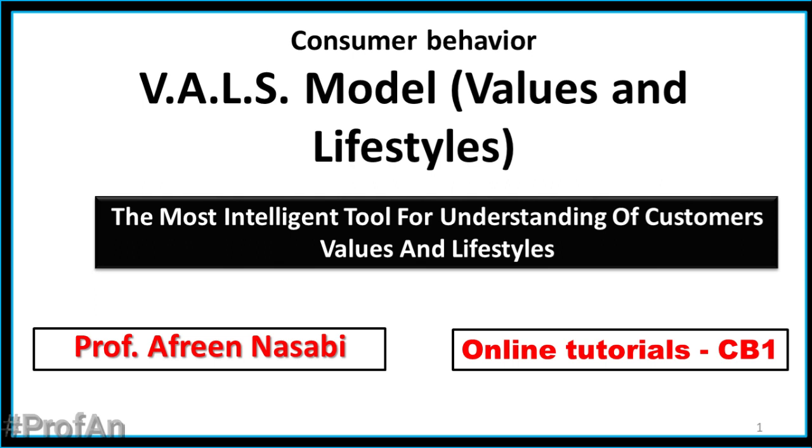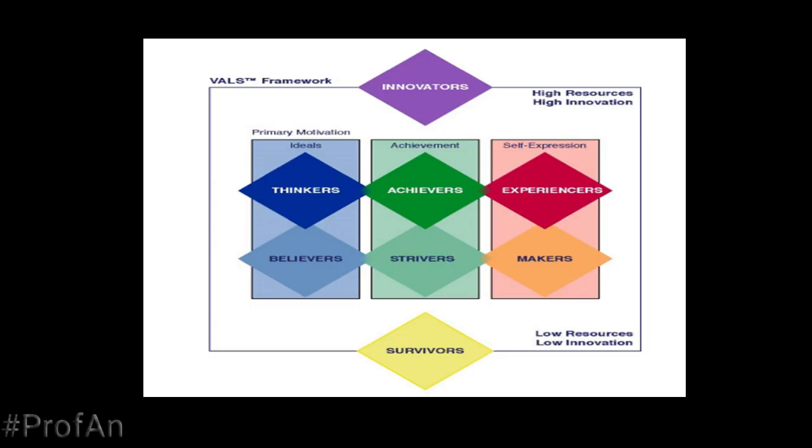Today let us understand the V.A.L.S model, which is nothing but the values, attitude and lifestyle model, an important, or should I say most important and intelligent tool for understanding of consumers' value and lifestyle. Now, the acronym for values and lifestyle, a system for grouping consumers according to psychological and sociological theories in order to predict the behavior in the purchase decision process.